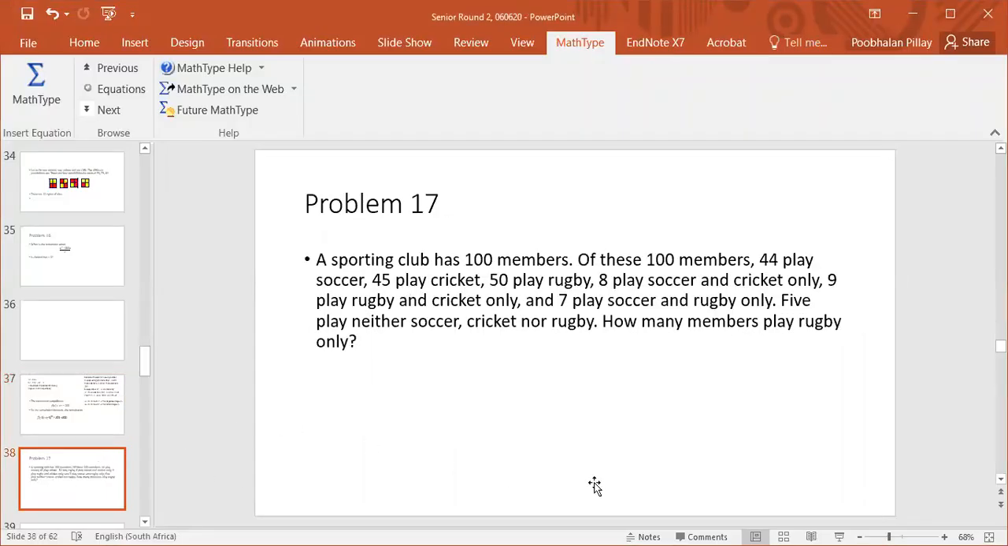Okay. All right, we've got to problem 17. We're making fairly good progress. A sporting club has 100 members. Of these 100 members, 44 play soccer, 45 play cricket, 65 play rugby, 8 play soccer and cricket only, 9 play rugby and cricket only. So a lot of information.